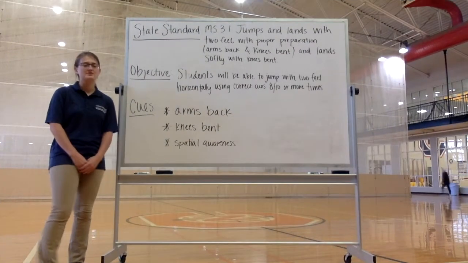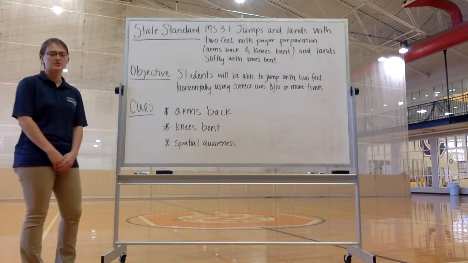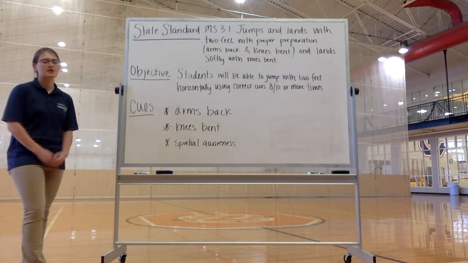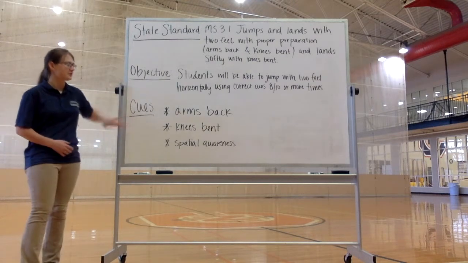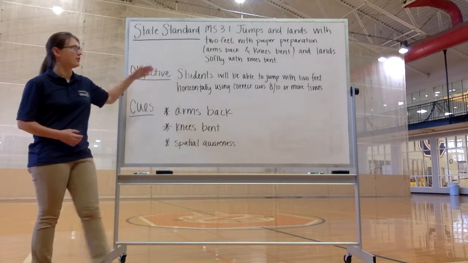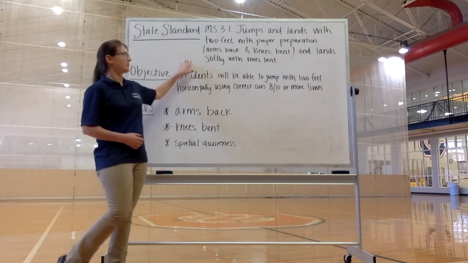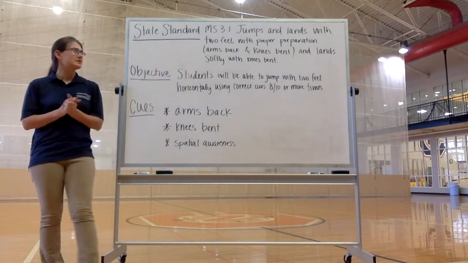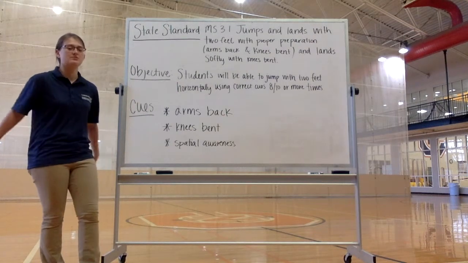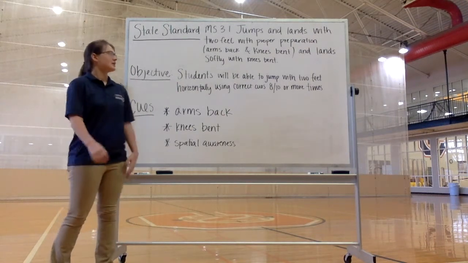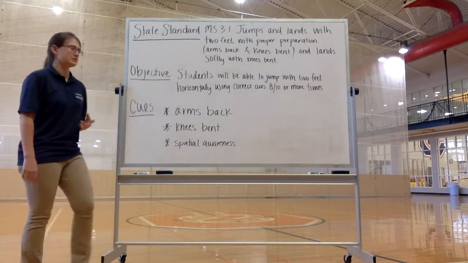So this is going to be our example for elementary, and in every class we need to make sure that we state the standard, objective, and cues. So for this example, we're using MS.3.1 that says jumps and lands with 2 feet with proper preparation, which is arms back and knees bent, and lands softly with 2 feet once again.